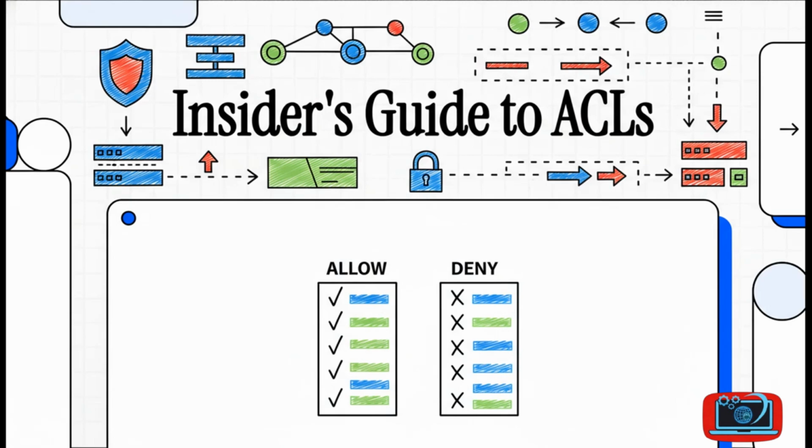Okay, everyone. Today we're diving deep into something called access control lists, or ACLs. Now, these are way more than just lines of boring code. Think of them as the unwritten rules of the road for your network. And if you get a handle on these key principles, believe me, it makes all the difference. So let's get right into it.